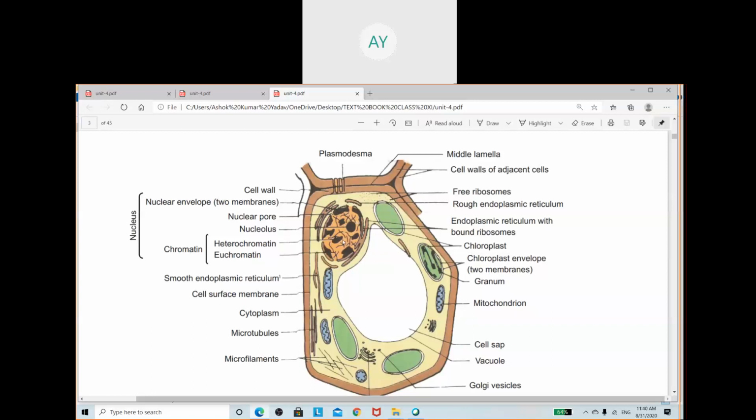Now there is another word, that is protoplast. There is one word protoplasm and the other word is protoplast.